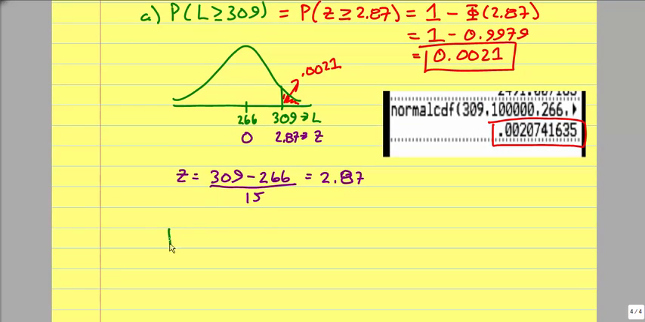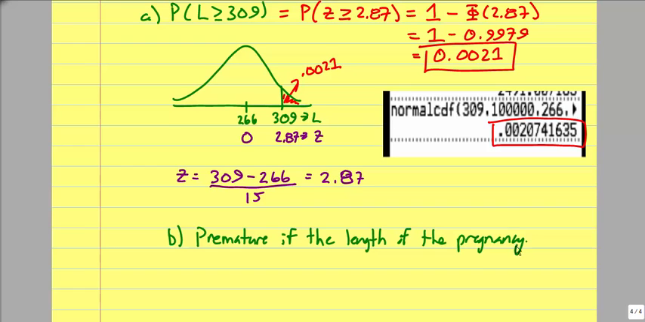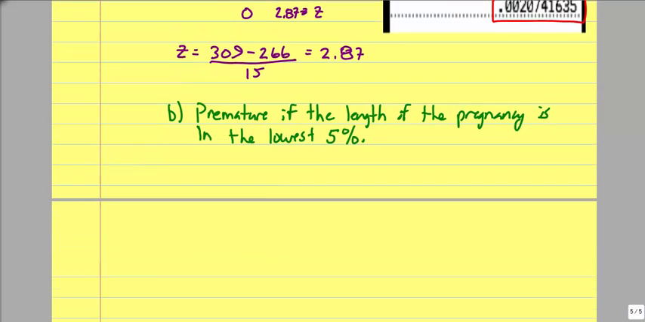Now part B for this same setup, the same information, it might say if the length of a pregnancy is in the lowest 4%, then the baby is premature. So they define a baby to be premature if the length of the pregnancy is in the lowest 4%. We already did a 4% in the lower, so let's do a 5% just to use a different number. We want to mix these up a little bit.